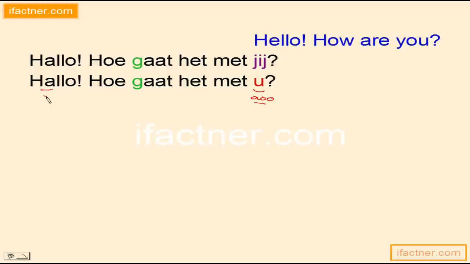And a is pronounced as a, so it's not hello, it's hallo. Hoe gaat het met u? This is for the formal greetings, and jij is used for informal.